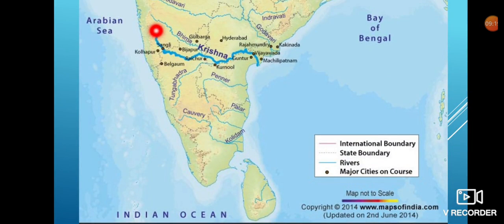So, I have already informed you of the originating point of river Krishna and its movement towards the eastern side, and it drains in the Bay of Bengal, making the delta in Andhra Pradesh. One of its important tributaries is river Tungabhadra.